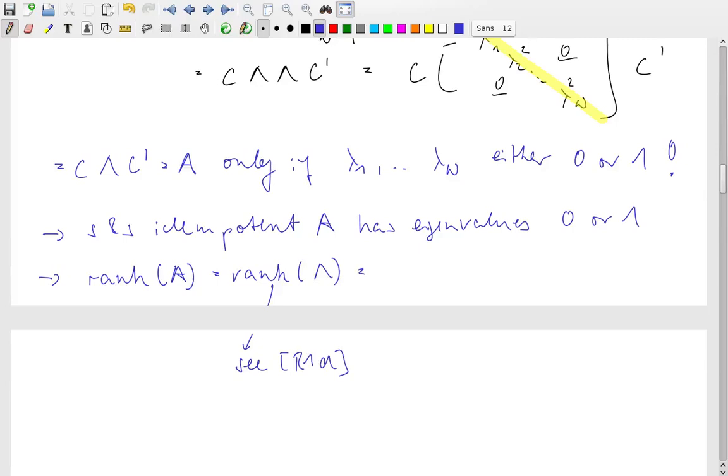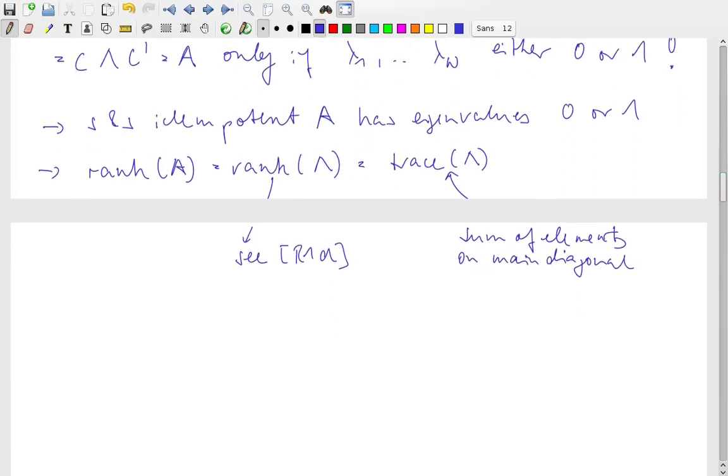But what we can do now is really easily check the rank of lambda by summing up the elements of the main diagonal of lambda, which just contains zeros and ones. There is a matrix function which does exactly that, the so-called trace function. The trace function sums the elements on the main diagonal of any matrix. Here it's a diagonal matrix, so there are only non-zero elements on the main diagonal, but the trace operator works nevertheless. So we learned that idempotent matrices have eigenvalues either 0 or 1.